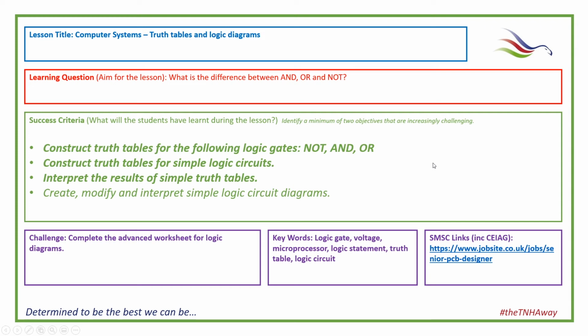Welcome back to the second part of the lesson where we're talking about truth tables and logic diagrams. You should know all about the logic gates: NOT, AND, and OR. And this time we're going to talk about logic circuit diagrams.